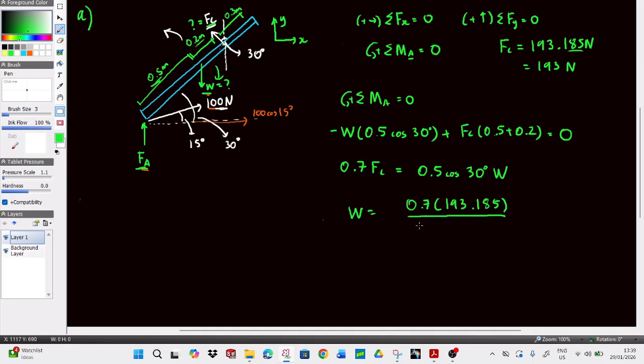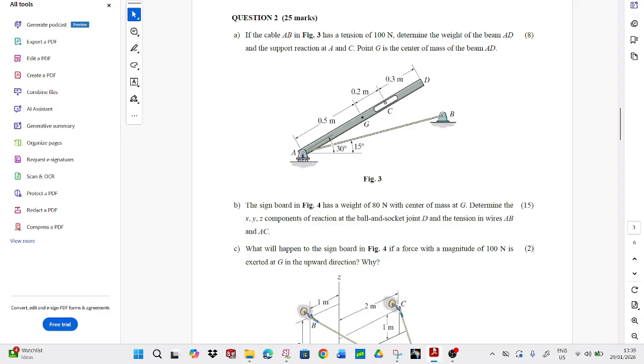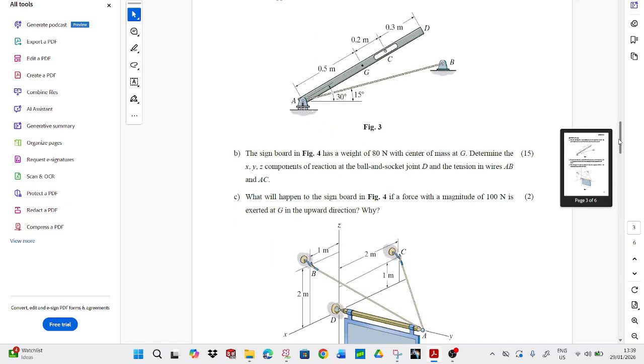Alright, to make sure our answer is accurate, it's 0.5 divided by 0.5 cosine 30 degrees. So your weight would be 0.7 times 193.185 over 0.5 cosine 30. So your weight of the bar would be 312.299 newtons. So you can just simply put it as 312 newtons. So your weight of the bar is 312 newtons. Your FC is 193. Okay, so that's your first part done already. It's just 8 marks, so it's not that complicated.